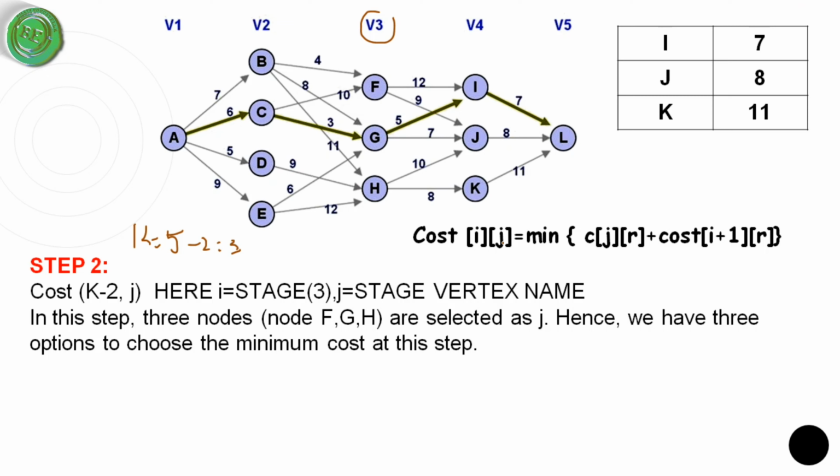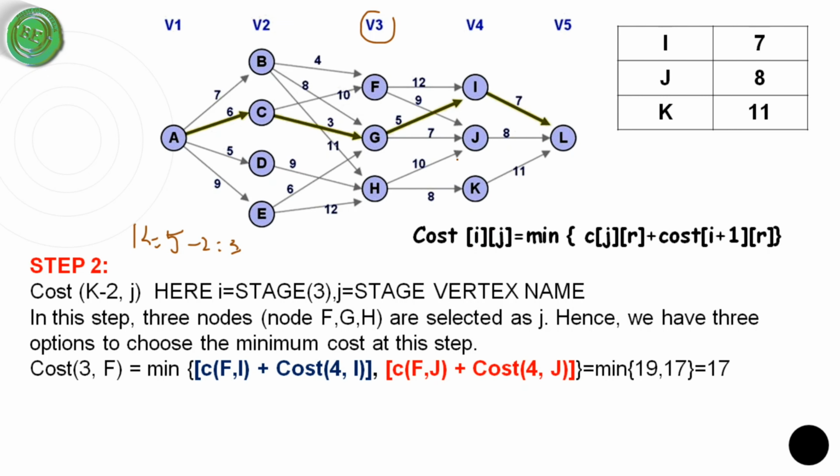So here F is directing towards the two nodes, that is I and J. So we have to select which is the minimum one. So cost of F to I, its value is 12 and cost of fourth stage I vertex, its value is equals to 7. So 12 plus 7 is equals to 19 and cost of F to J, its value is 9 and cost of fourth stage J vertex is equals to 8. So its value is equals to 17. So the minimum value is equals to 17. So 17 is selected here.